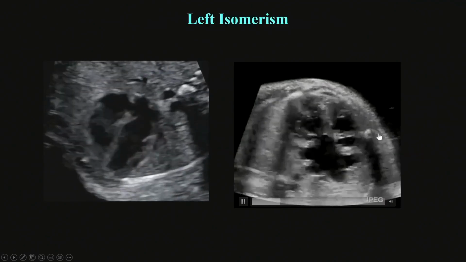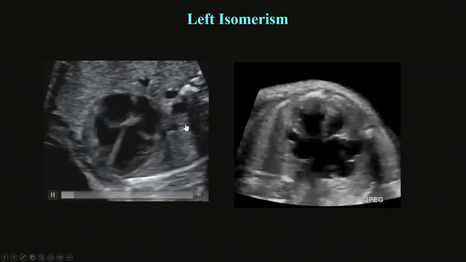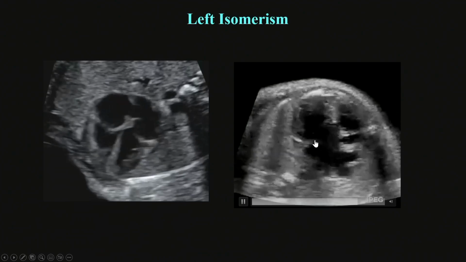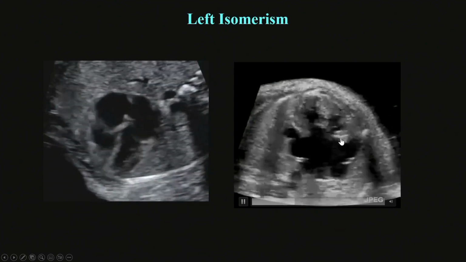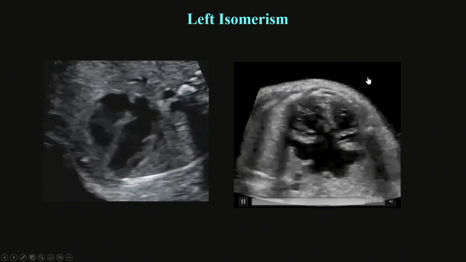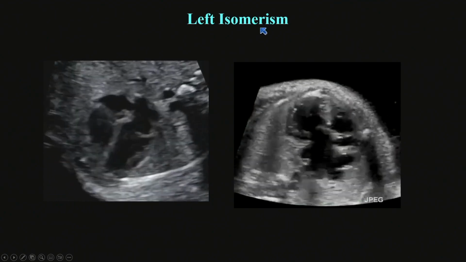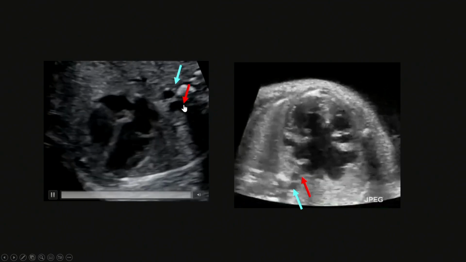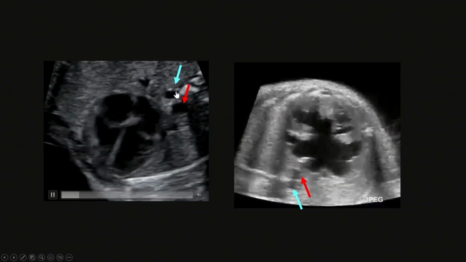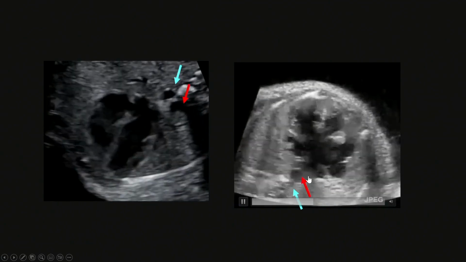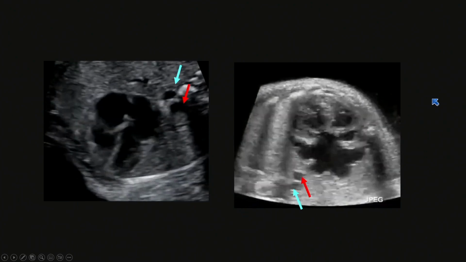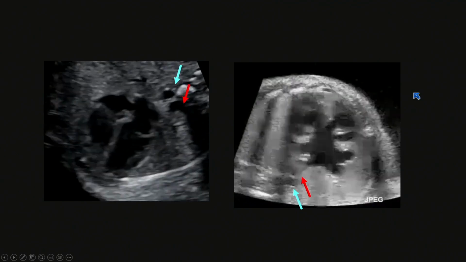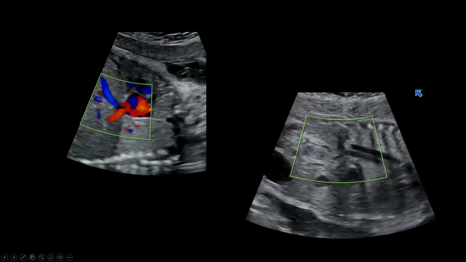Left isomerism can look like this: a completely normal looking heart, or a severely abnormal heart, an AVSD, with some cardiac arrhythmia. But they have something in common, and that's the anterior aorta and, more posterior, the azygos vein. So you typically see two circles, with the aorta anterior and the azygos vein more posterior.